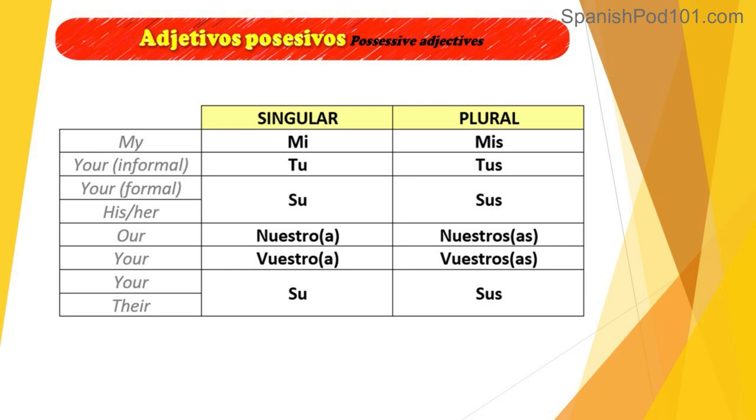Our in Spanish is going to be, in the singular, the masculino nuestro and the femenino nuestra. Nuestro, nuestra. And the plural form is going to be nuestros, nuestras. Then for you all in Spain, which is vosotros, if we want to use the possessive adjective for vosotros, your, we would say the femenino singular vuestra and the masculino singular vuestro. Vuestro, vuestra. And the plural form is going to be vuestros, vuestras.